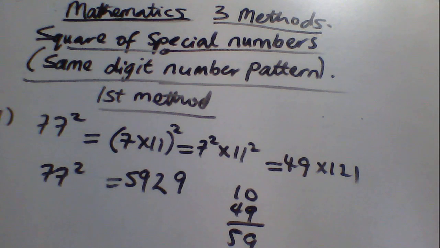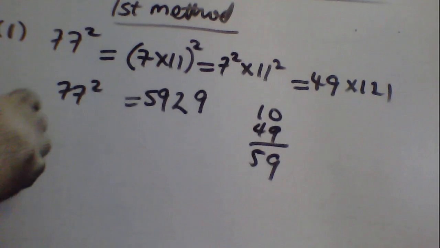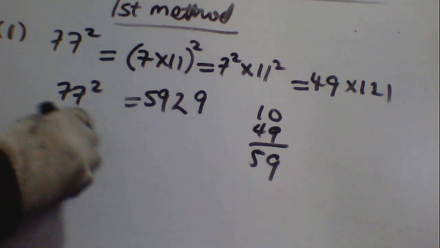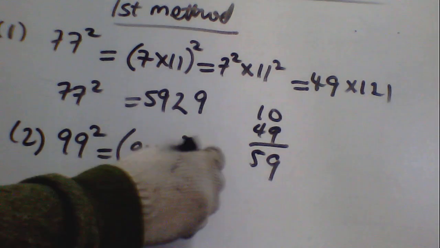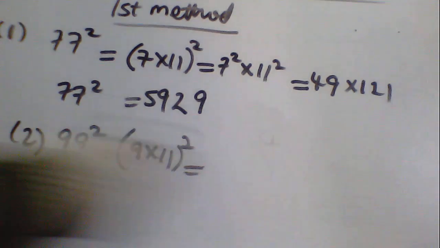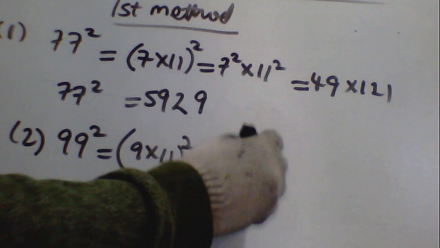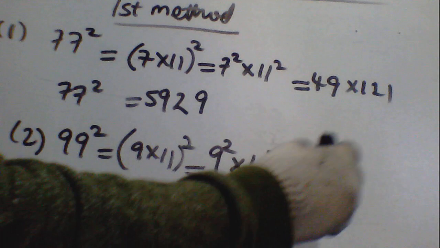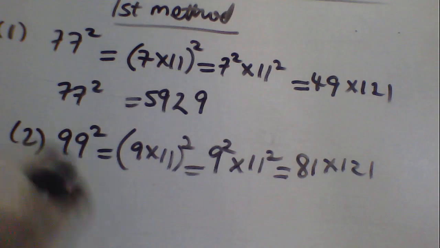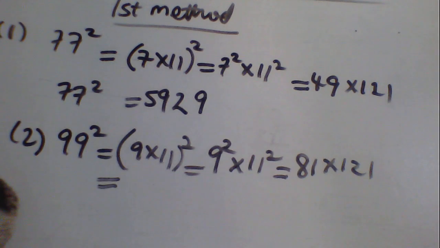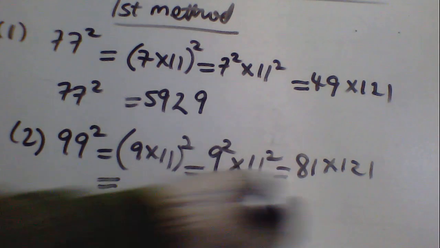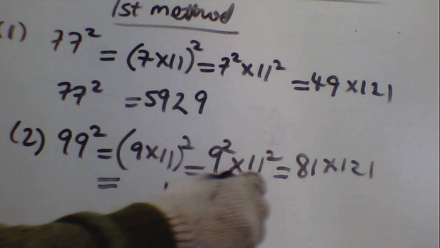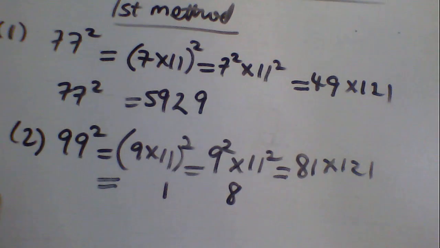Let's look at the second example, how we can use this method to find the square of a 2-digit number. 99 squared is the same as 9 times 11 squared, and from here we have 9 squared times 11 squared. Here we have 81 times 121. We will be performing a horizontal multiplication with the numbers 1, 2, 1. So 81 times 1 will give us 81. I write 1, carry 8. 81 times 2 will give us what?